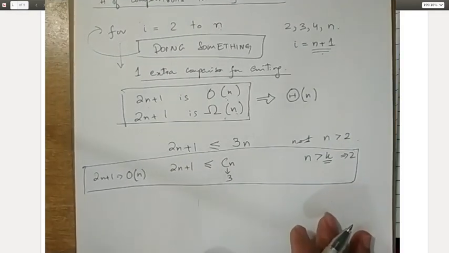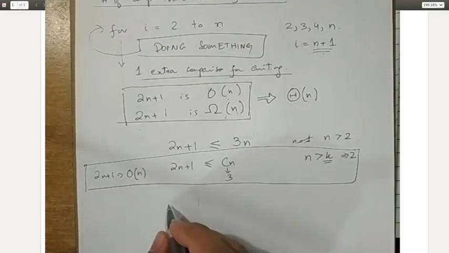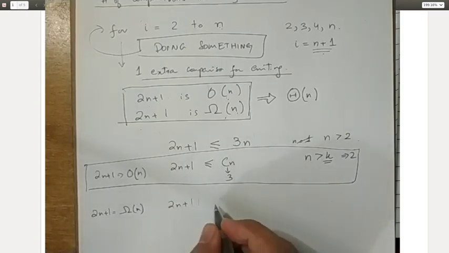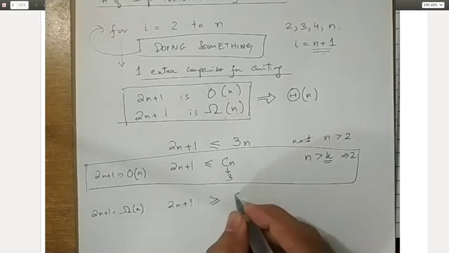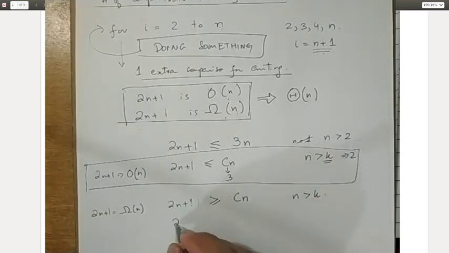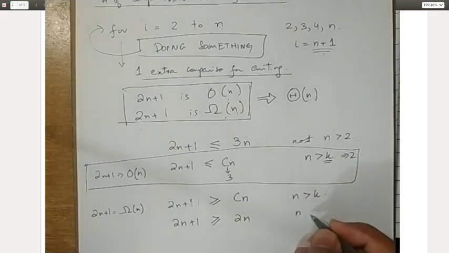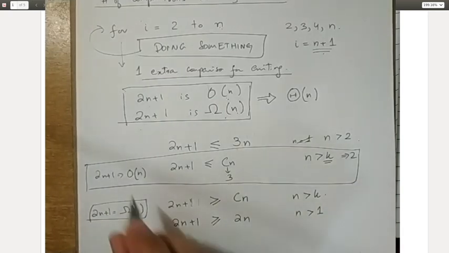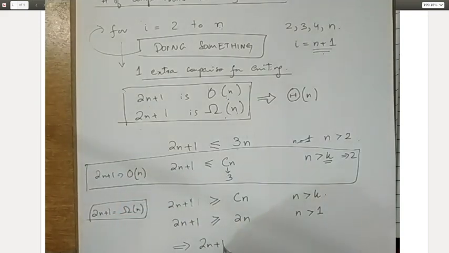The second thing you can do is, to show that 2n plus 1 is big omega of n, you need to show that it is bigger than or equal to some c times n for n greater than k. Again, you can simply use that 2n plus 1 is bigger than or equal to 2n, and you can do it for n bigger than 1, and therefore 2n plus 1 is big omega of n. And combining these two facts, you get 2n plus 1 is big theta of n.